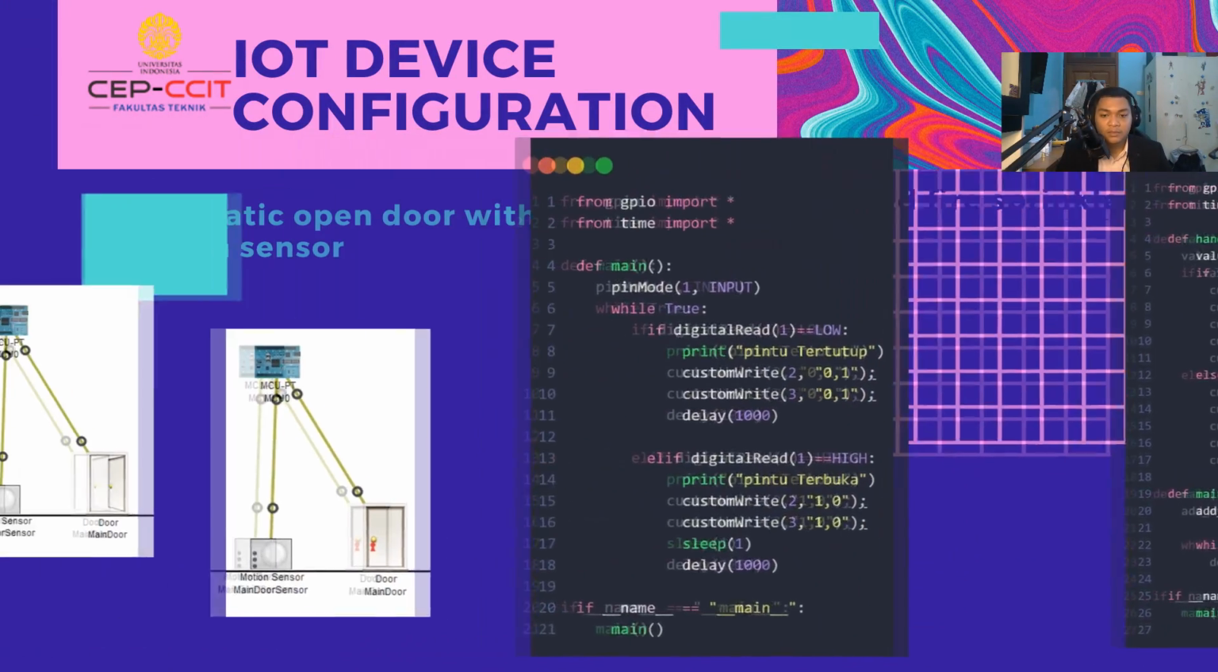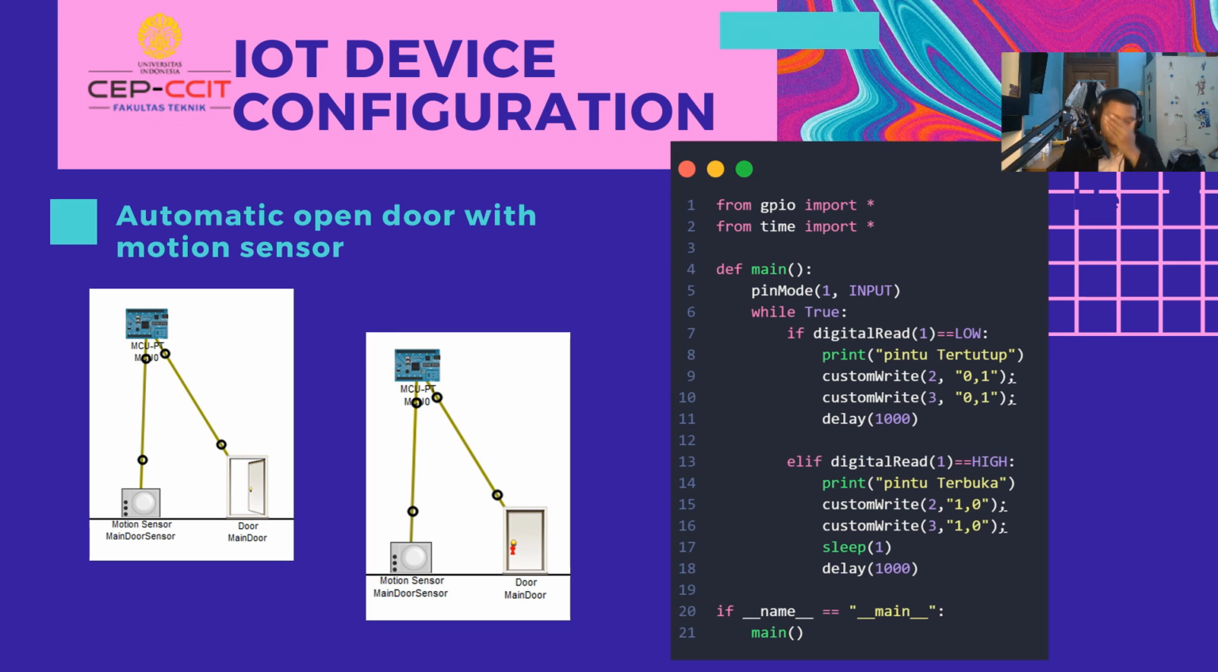Third is the automatic door opening with a motion sensor. The right side is the code. When the motion sensor detects motion, the door will automatically open. The motion is from Alt and the mouse cursor.